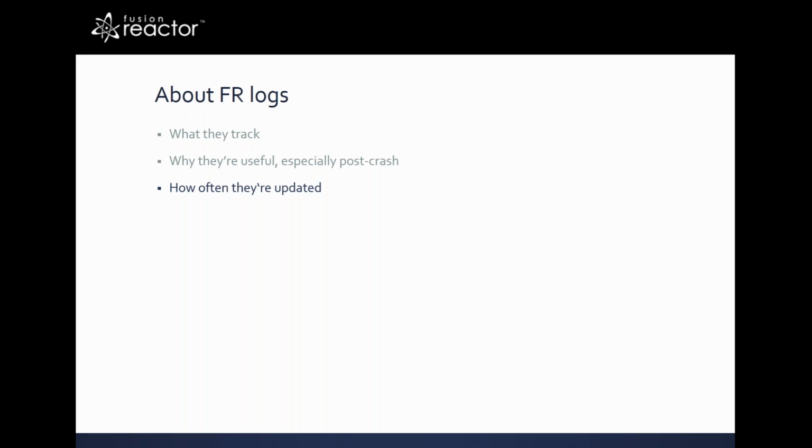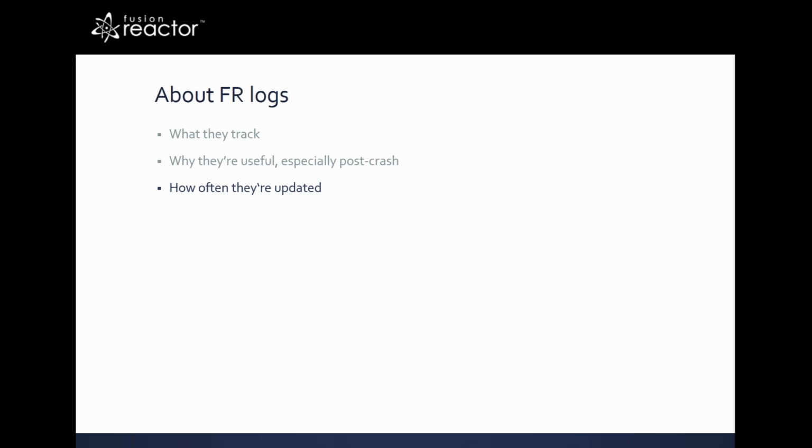So I've mentioned that the request logs, they're just updated every time a request runs. Every time a request starts and every time it ends, there's a log entry. And then other than that, almost every other log in FusionReactor is just updated every 5 seconds. So every 5 seconds, how many GCs have happened? How long did they take? Every 5 seconds, how much memory is in the old gen?